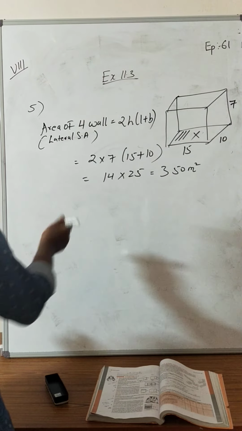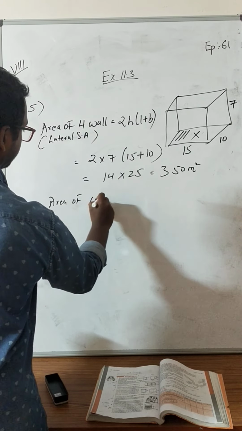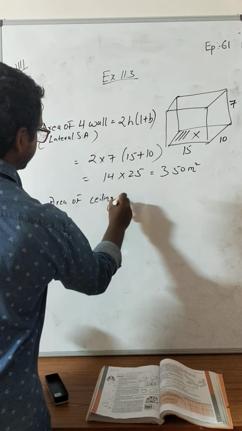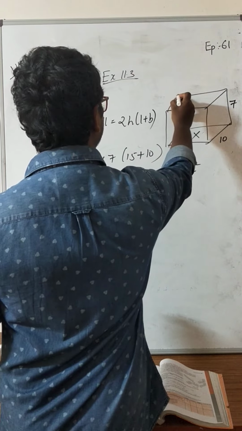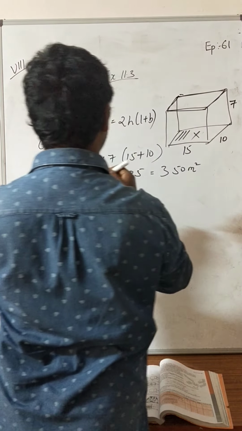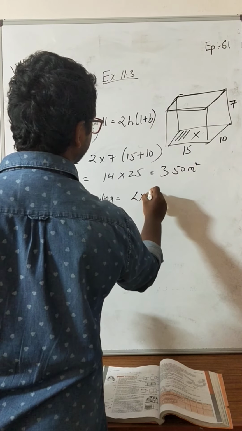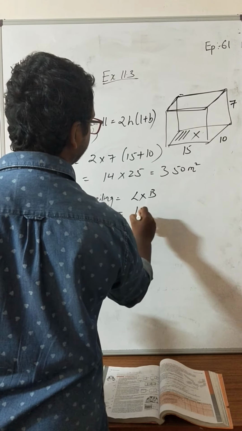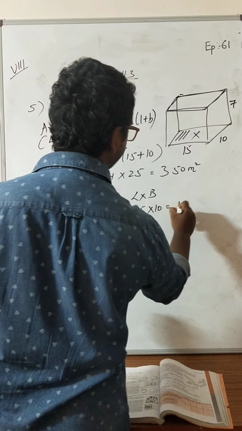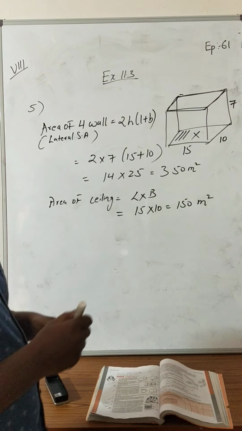Now we have to find the area of the ceiling. As you can see, this is our ceiling. Here this is length, this is breadth. So the area of the ceiling means length into breadth. Length is 15, breadth is 10. So we get the area as 150 meters square. So the area of the ceiling is 150 meters square.